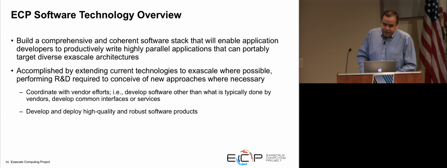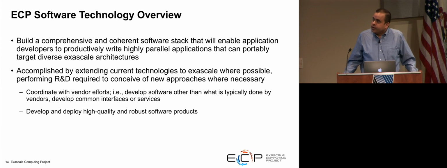Okay, so let me talk a little bit about the software technology focus area. The goal of the software technology area is to build a comprehensive and coherent software stack that will enable the application developers to write their applications that are highly parallel, that scale to the full Exascale system. And they can also portably target diverse Exascale architectures. So one of our requirements is that the Exascale systems that get deployed have to be diverse. They have to be different, and the applications have to run portably on both.